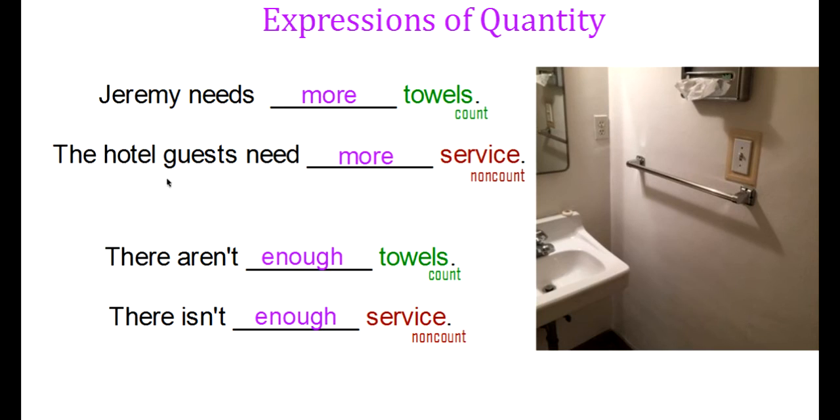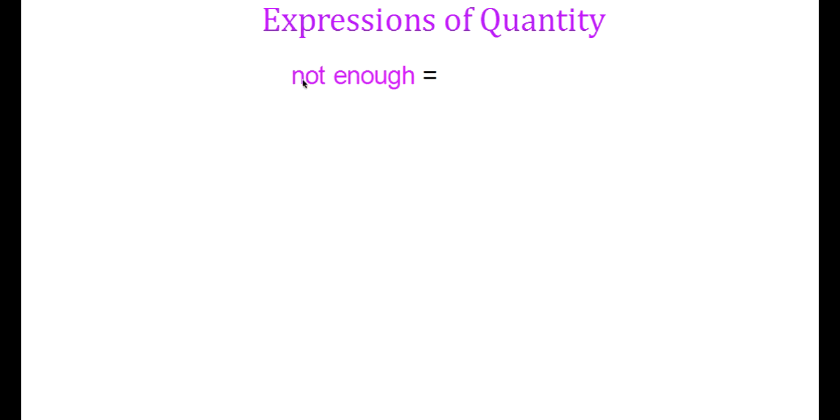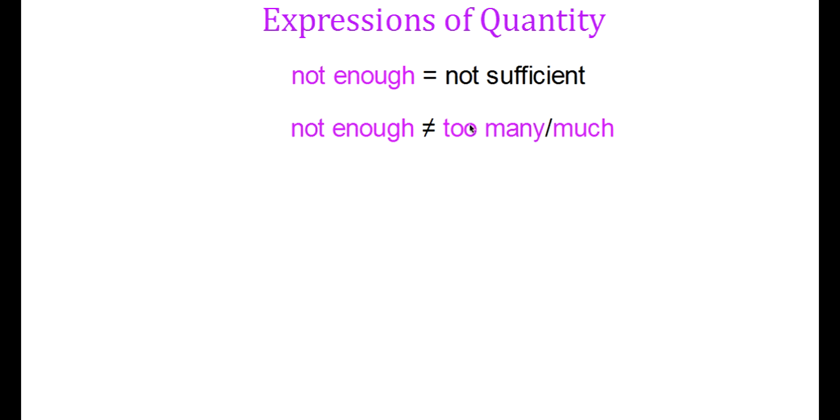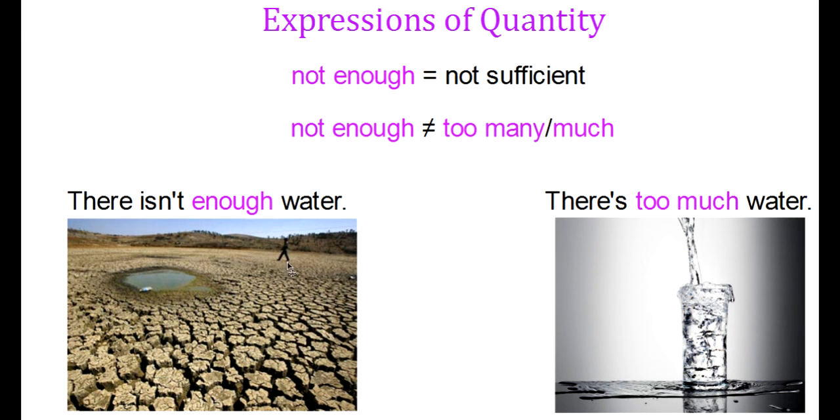Let's look a little bit more at the word enough. Not enough, as I said, really means not sufficient. We want more. It's kind of the opposite of too much or too many in a way. They're sort of opposites. If I don't have enough of something, I want more. If I have too many or too much of something, I want less or fewer of those things. Check out this example with water. Here in the desert, there isn't enough water. It's not sufficient. But in this glass, there's too much water. I don't want all of this water. I need less water.